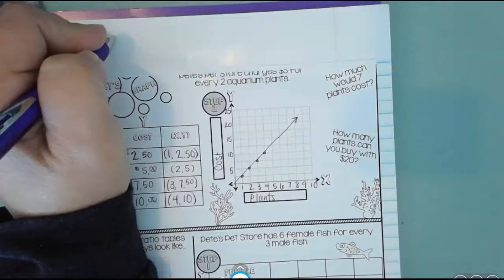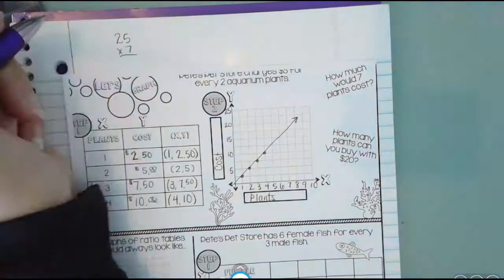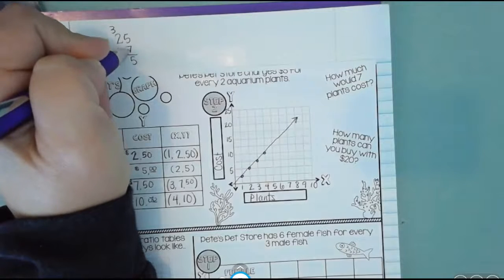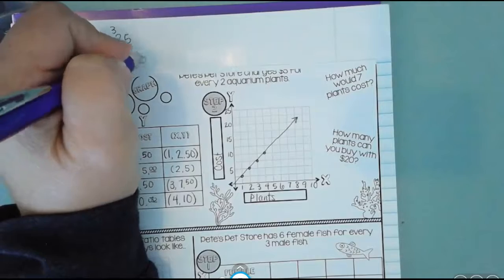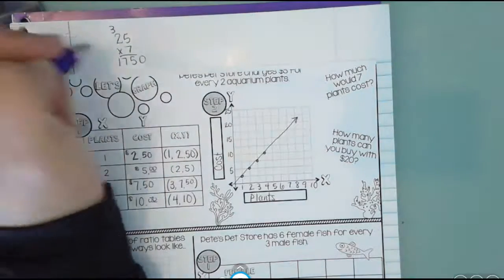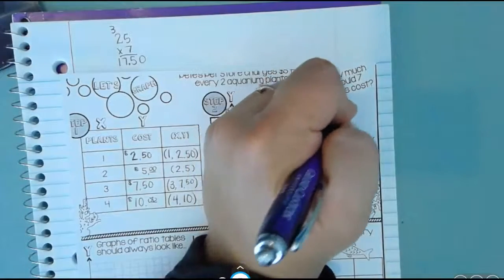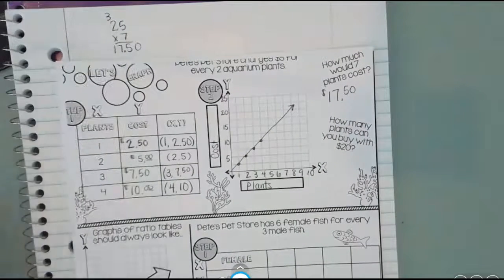I can go and take $2.50, or 25 times 7, and solve that. 5 times 7 is 35. 2 times 7 is 14, plus a 3 makes it 17. Add my 0 back in because this was 250 and put the decimal. So it's actually $17.50 for 7 plants. How many plants can you buy with $20?